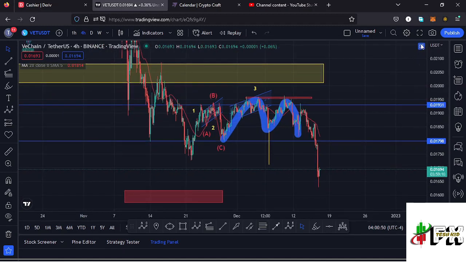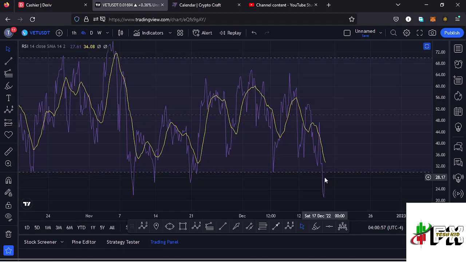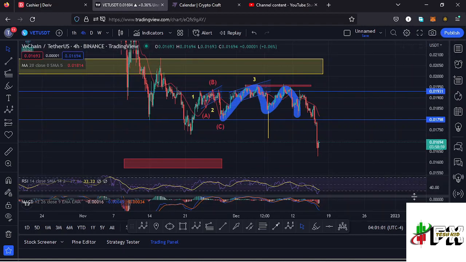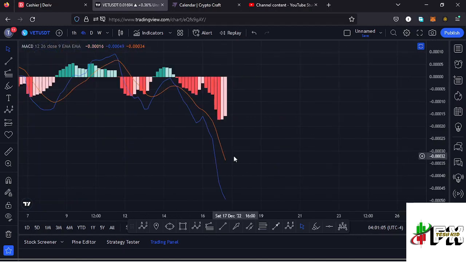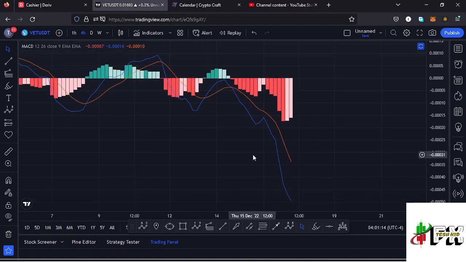Also taking a look at the indicators here on the RSI, we are trading at around the 27 mark, meaning we have massive room for us to support any movements to the upside. Also taking a look at the MACD, on the MACD we have printed a bearish cross, and that would mean lower prices are coming our way. And you can also see we are seeing an increase in the selling momentum, meaning lower prices are coming our way.